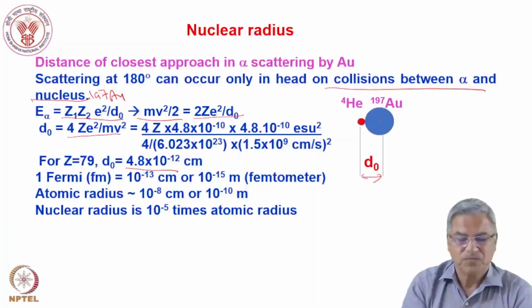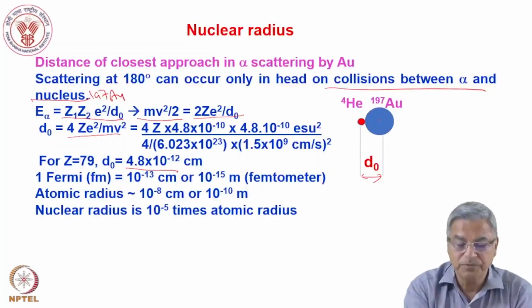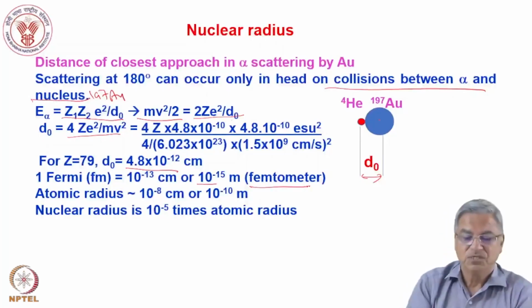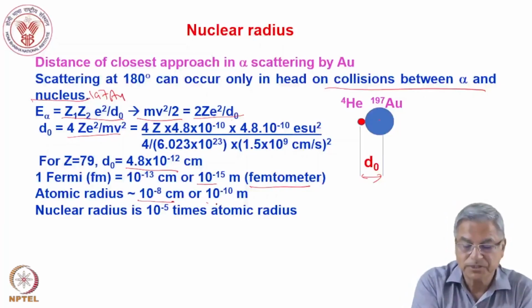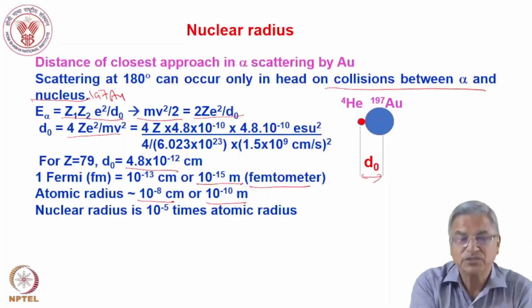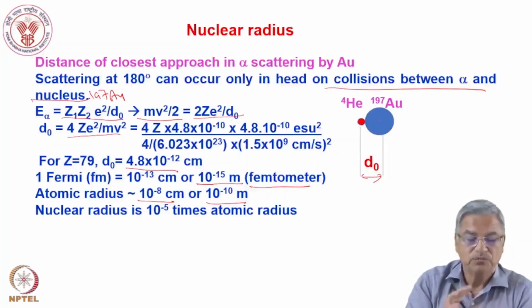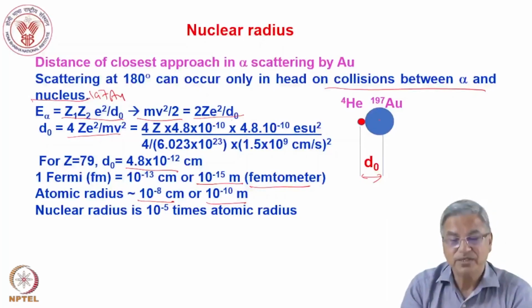12 centimeter. To represent the radii of nuclei, a unit 1 Fermi has been defined, which is 10 to the power minus 13 centimeter. So the radius of a nucleus is of the order of Fermis. It is also called 10 to the power minus 15 meter or femtometer. You can now compare the radius of an atom, 10 to the power minus 8 centimeter or 10 to the power minus 10 meter, whereas the radius of the nucleus is of the order of 10 to the power minus 15 meter. So the nuclear radius is roughly 10 to the power minus 5 times smaller than the atomic radius.